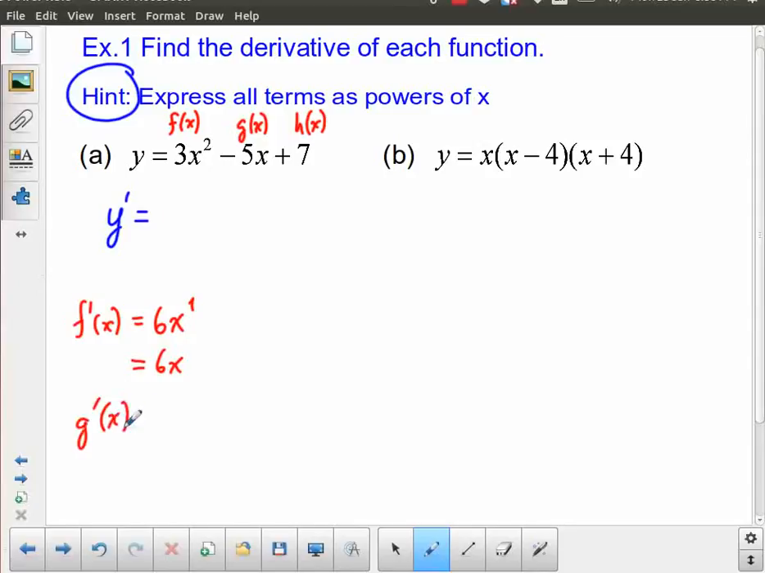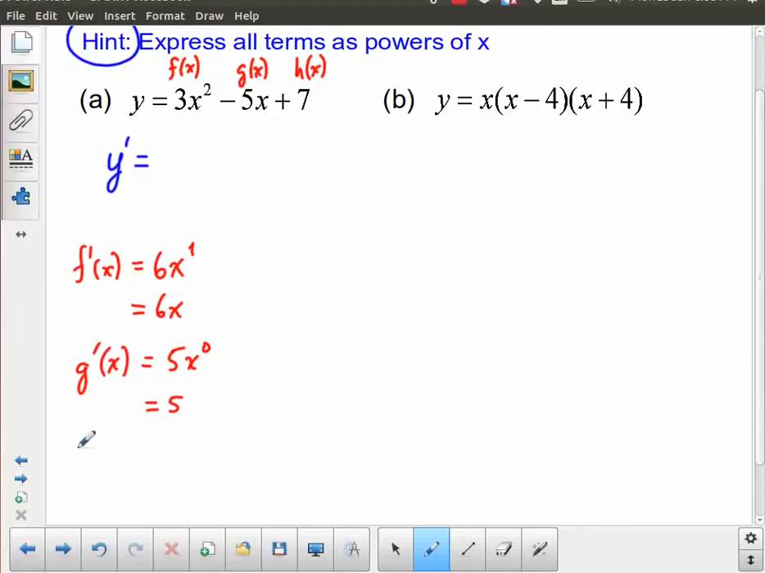G prime of x, I started with 5x, so now I have a 1 here, I bring that down, that's still 5, and then I have an x, and this is x to the power 1, but I subtract 1, that ends up being x to the power 0. But x to the power 0 is simply equal to 1, so g prime of x is just equal to 5. And finally, we had h of x, which was equal to 7, so that means h prime of x is equal to 0, because the derivative of a constant is equal to 0.